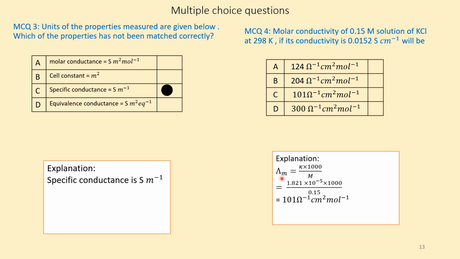We know that lambda M is equal to kappa into 1000 divided by M. So it is given kappa is equal to 1.821 into 10 to the power of minus 5 into 1000 divided by 0.15. Simplifying, we get the answer as 101 per ohm centimeter square per mole. So 101 answer is appearing as C. Next question.